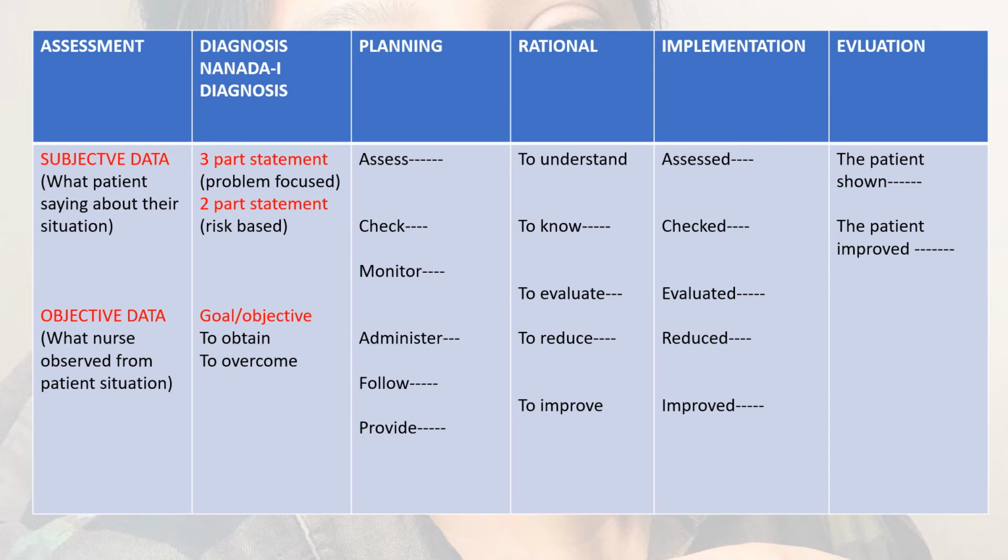In the evaluation column you will get a result, so you can write the patient improved, the patient is able to, the patient was maintained. So that also you have to write in the past tense. So this is the format of a nursing care plan.